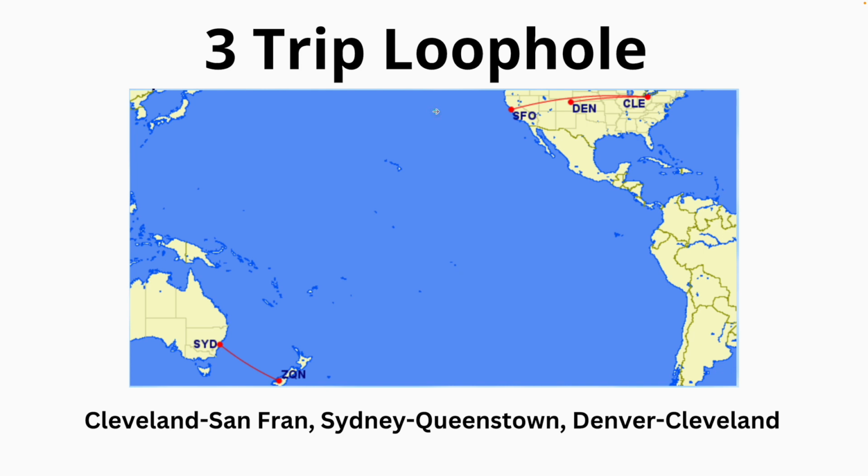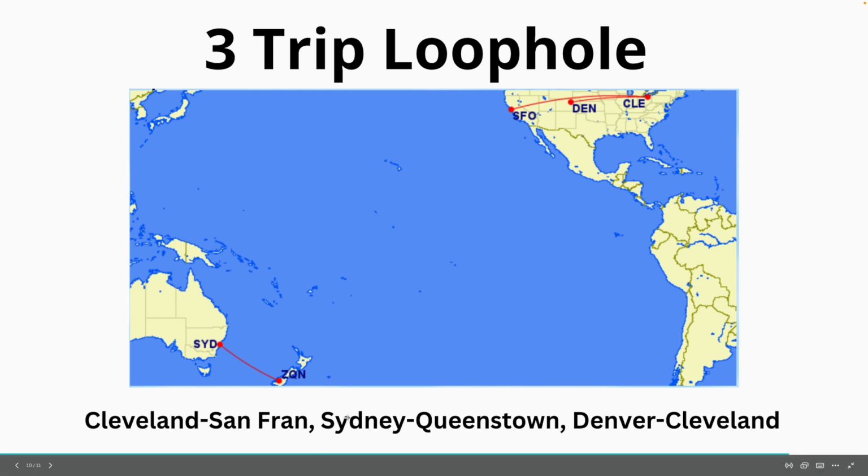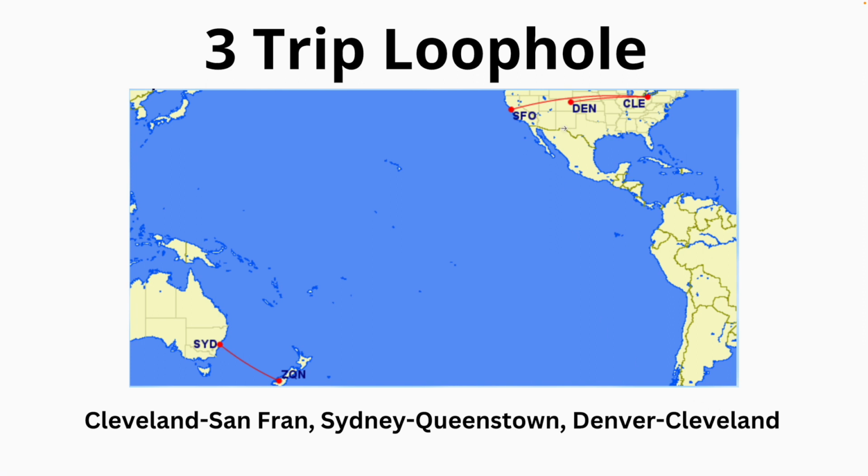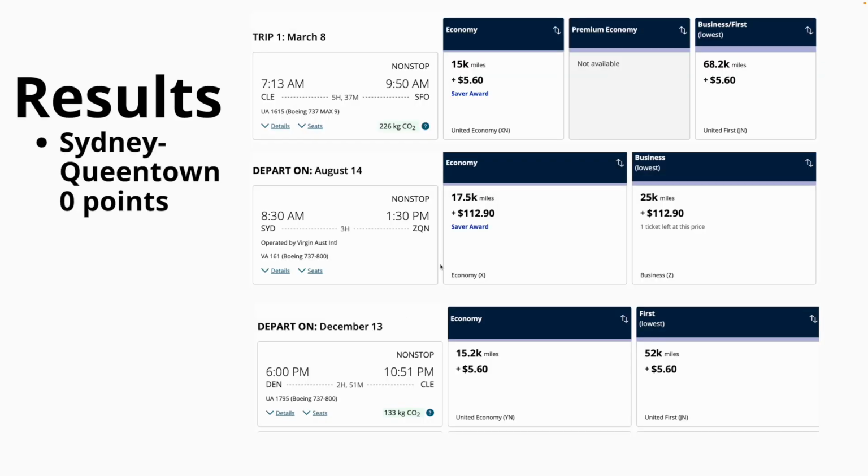This is a 3-trip loophole type itinerary. So in this itinerary, you're flying Cleveland to San Francisco, Sydney to Queenstown, and then Denver to Cleveland. This is unique because this is taking 3 separate trips that you would be taking on very different itineraries, and putting the Sydney to Queenstown trip in the middle using the Excursionist Perk. As you can see, it satisfies our requirements. It starts and ends in the US and Canada region, and our Excursionist Perk is in the middle. It's in a different region, in this case, the Australia and New Zealand region. If we were to do it on United, this is what it would look like.